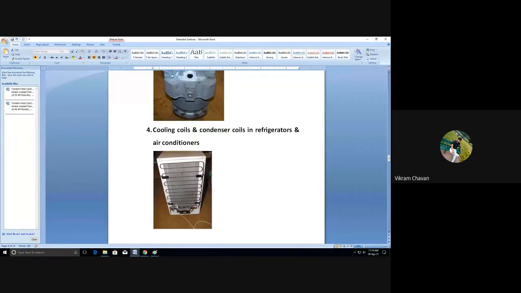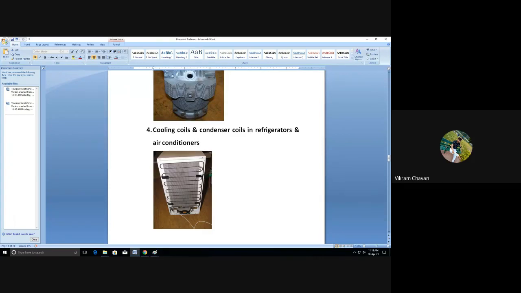Now to enhance the effectiveness of this process, initially we can say that the fluid is flowing through these coils only. Now we have applied these fins or extra surface over the coils.